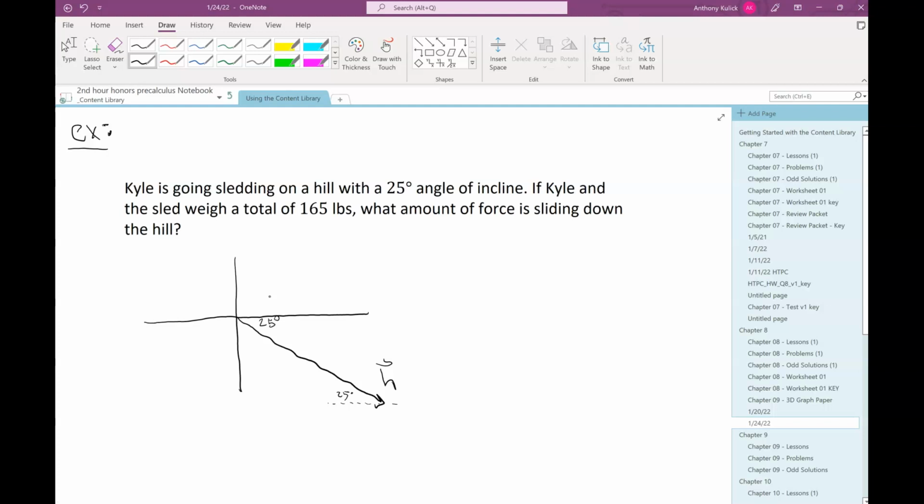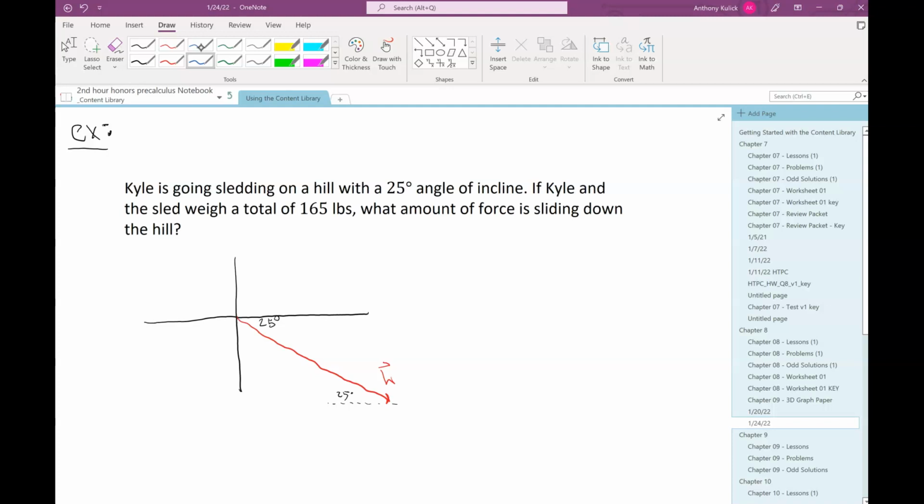Everybody's okay with that? Okay. I guess I probably should have color-coded that. Let's do that. Okay, so that's our first vector. That's what we're going to be projecting onto, right? Because we want to know the amount of force sliding down the hill. So we're going to be projecting onto the hill. Does everybody feel okay with that?